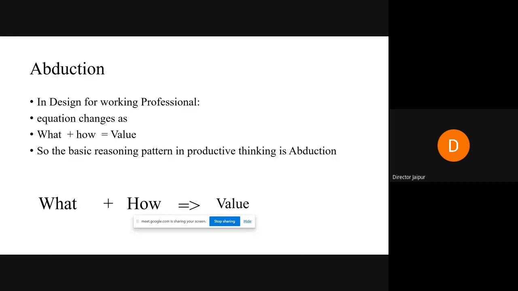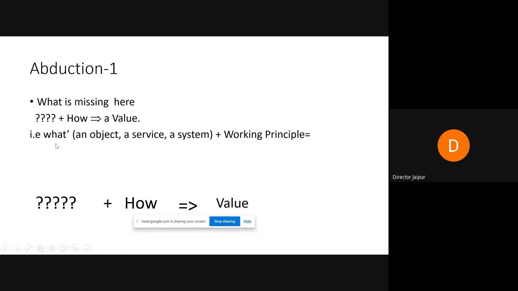So abduction is of two forms actually. Abduction 1 gives us, you can see here, what is missing here. How gives you a value. This what can be an object, a service, a system. What is how? A working principle, and then you get a result, but you are not getting a result in abduction. That was in induction; you are getting a value here. So that is the first type of abduction. Then the second type of abduction is also there, which is much more useful for us.